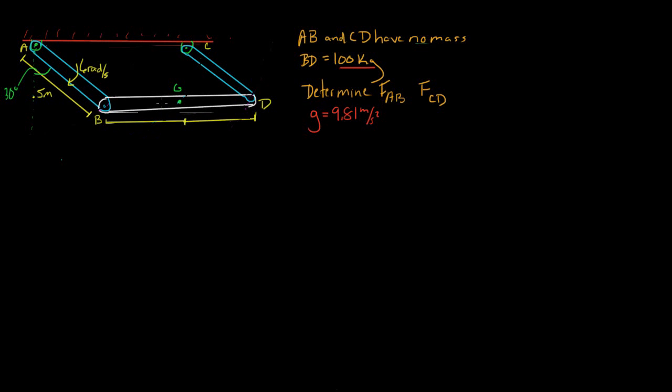Okay, in this problem we have this beam BD, and it's supported by these two rods AB and CD. Both AB and CD we're going to say have no mass. So they're massless, but they still have a force in them. They still have the force because they're supporting this beam BD. Now, I have to put these dimensions in.